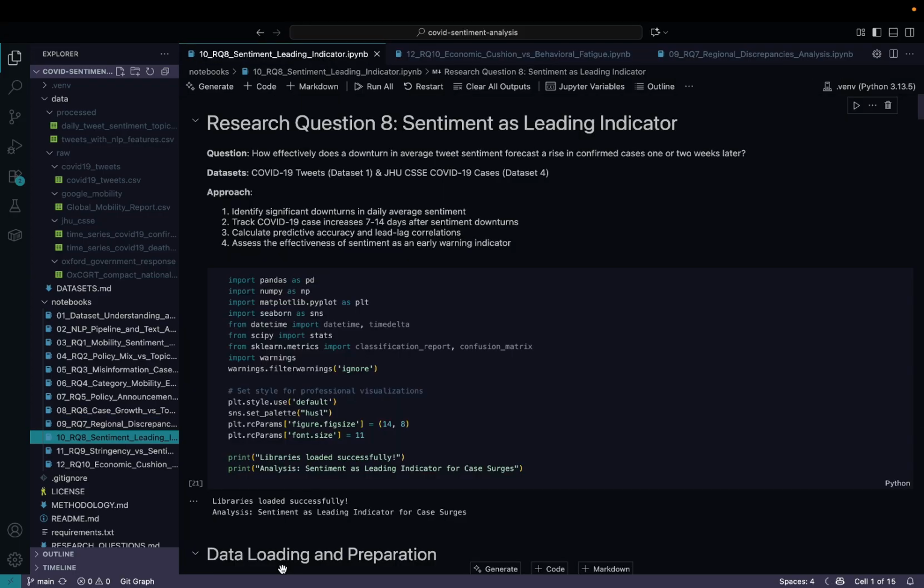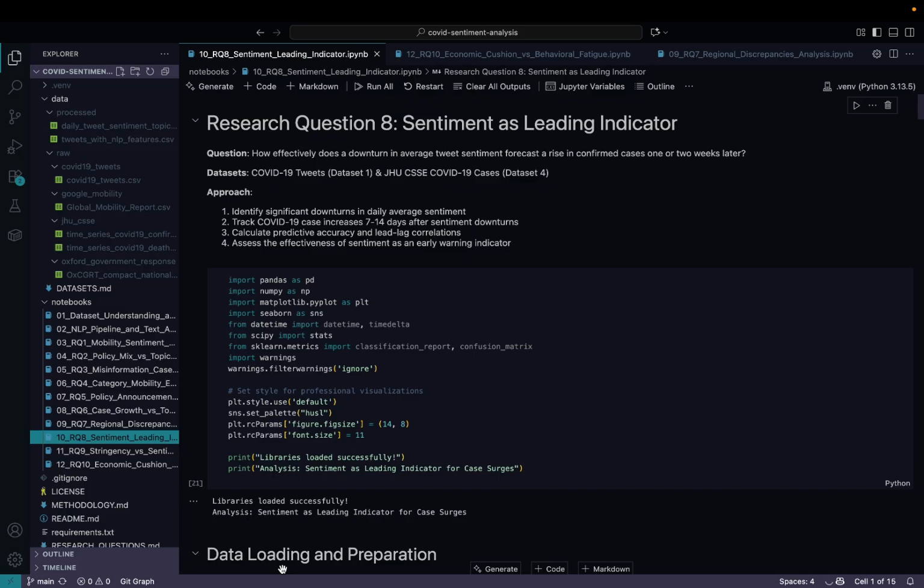Now, research question 8: sentiment as a leading indicator. How effectively does a downturn in average tweet sentiment forecast a rise in confirmed cases 1 or 2 weeks later? To answer this question, we have used COVID-19 tweets and the JHU CSSE COVID-19 dataset. As I mentioned in the question earlier, to solve it and visualize it, we have used this approach.